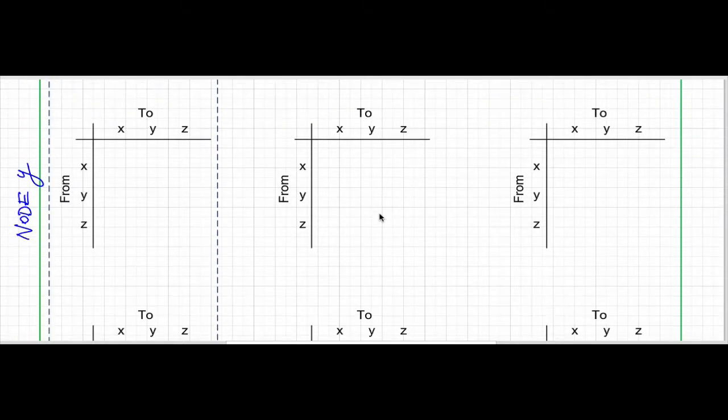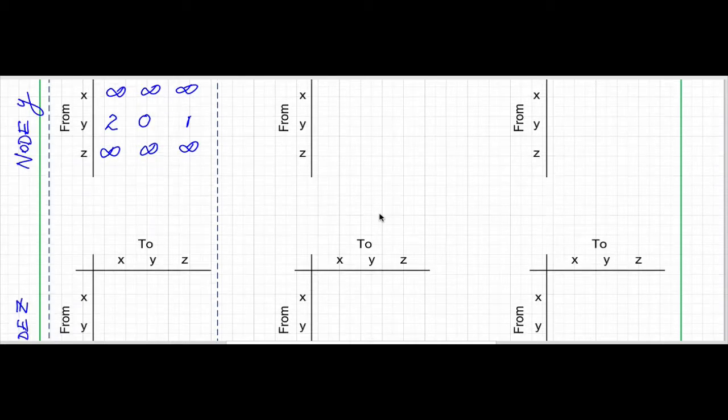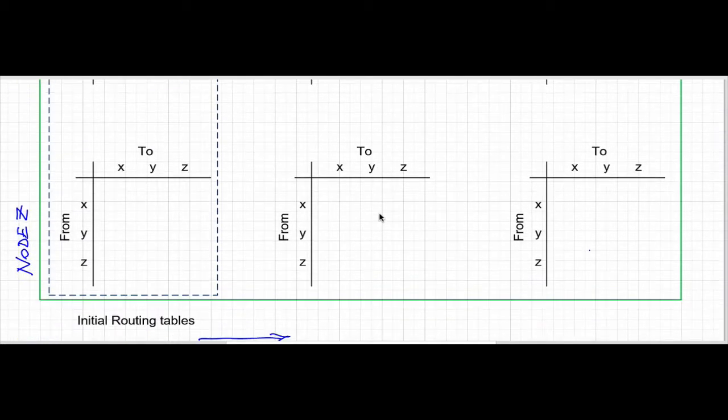Let's go to the second one here. If you're Y, you know that you can reach node X at a cost of 2, node Y at a cost of 0, because it's from Y to Y, and node Z at a cost of 1. And the same way, we're going to write infinity here, because node Y doesn't know anything about how X or Z reach any of the other nodes.